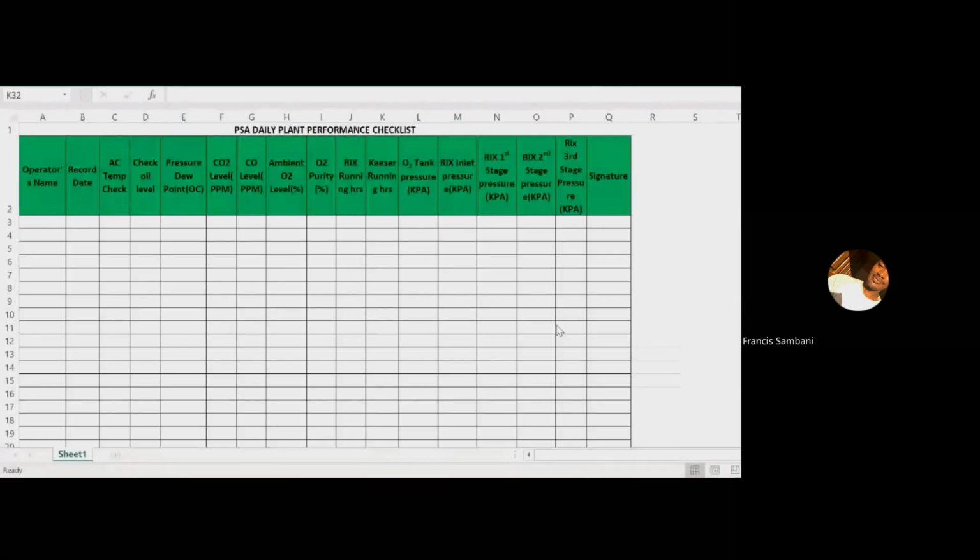And then the other would be the PSA daily maintenance plant performance checklist. So this one is just whereby you take the operator's name, write it down, the one who was doing the task that day, the date, and then you check the AC temperature. Some PSAs won't have an AC inside.